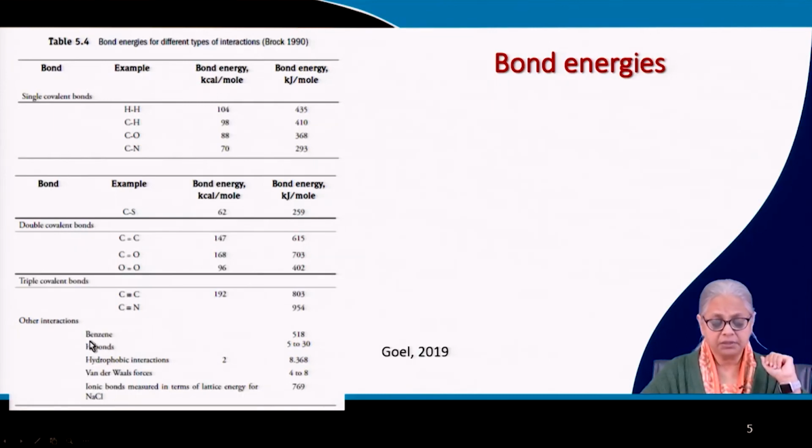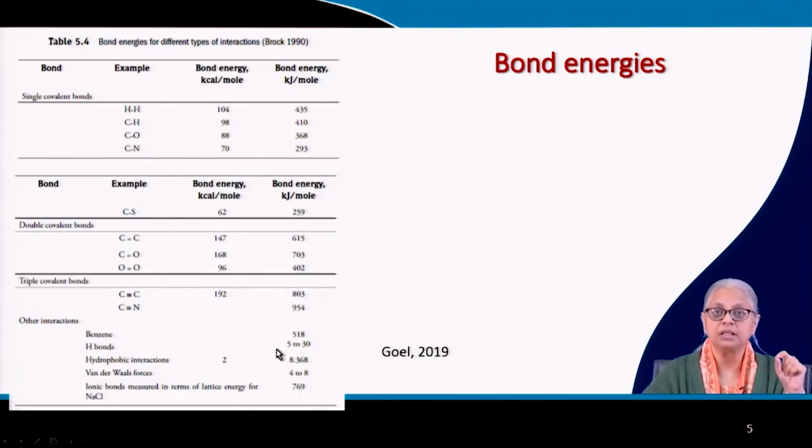We also have bond energies associated with aromatic rings like benzene. We will come to the other 4 types of bonds, and these bonds, despite their weakness, look at the magnitude difference, and not just 1 order of magnitude but 2 orders of magnitude difference. So hundreds of times less bond energy is there in hydrogen bonds, hydrophobic interactions, and van der Waals forces.